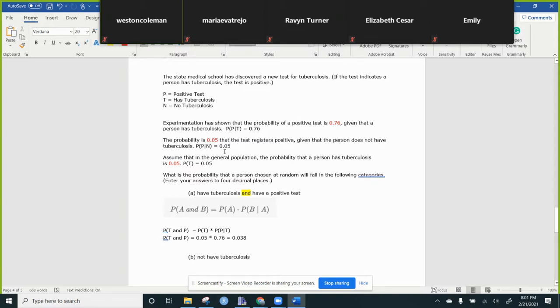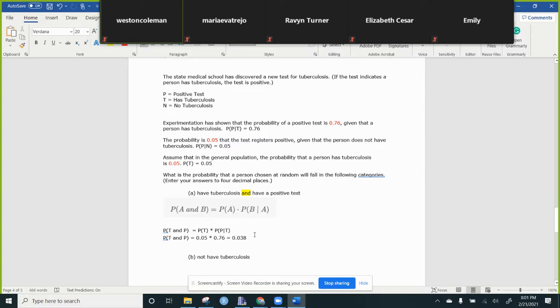So assume that in the general population, the probability that a person has tuberculosis is 0.05. So I did P of T. All right. So there are things I have to answer. The first one is, has tuberculosis and has a positive test. So remember, I put up here my letters. So it's the probability of T and P.